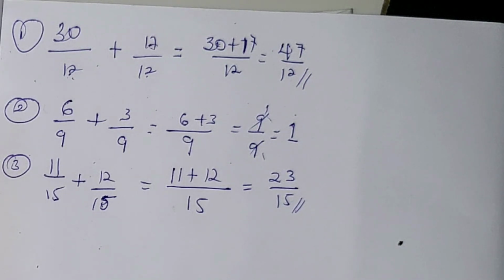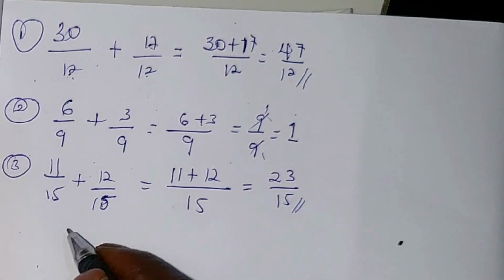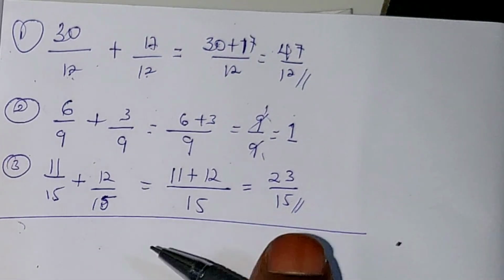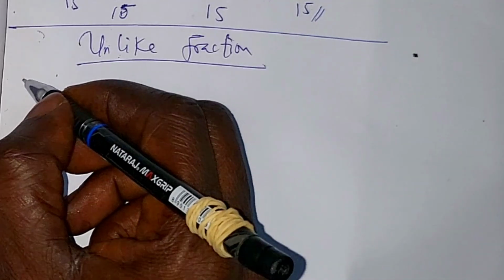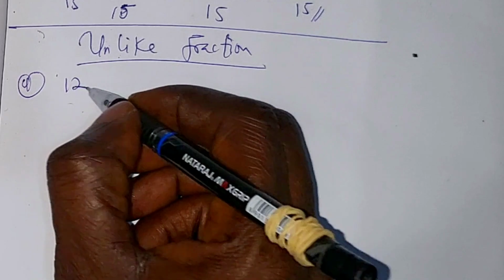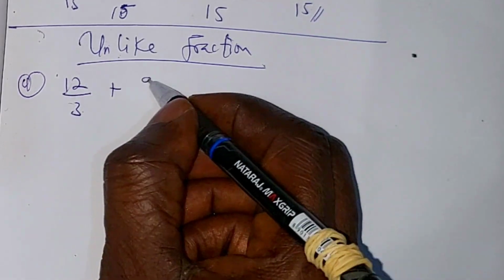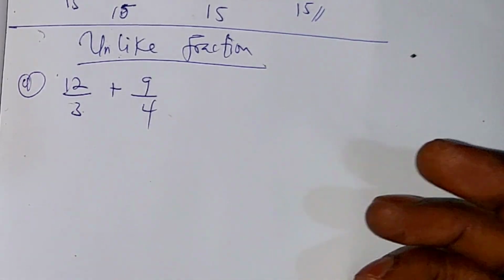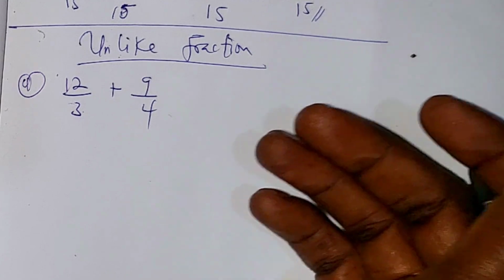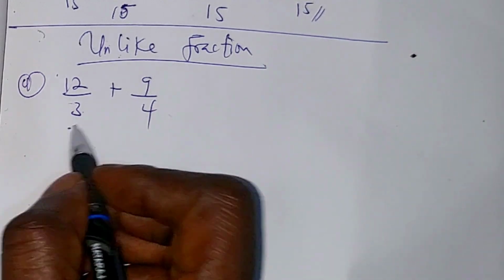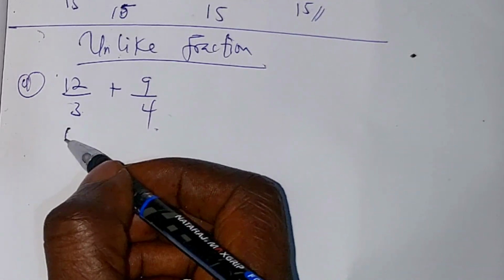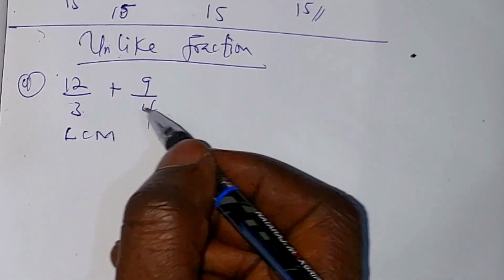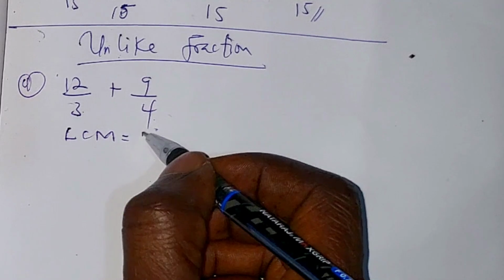So we're moving on to the next aspect, which is the addition of unlike fractions. With unlike fractions, the denominators are not the same. Let's take an example: 12 over 3 plus 9 over 4. Now, what you can do is find the LCM of the denominators, because you want the denominators to be the same so that we can add them. Here, the LCM of 3 and 4 becomes 12.